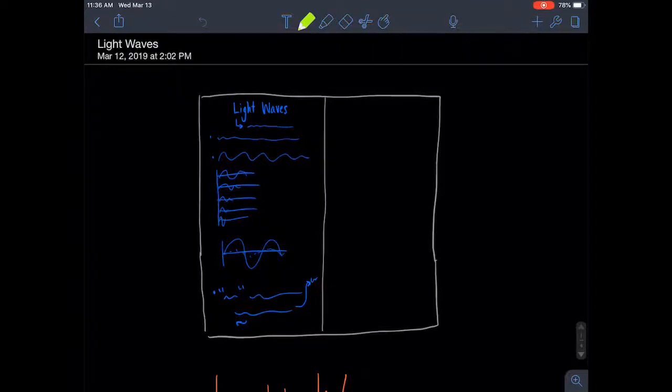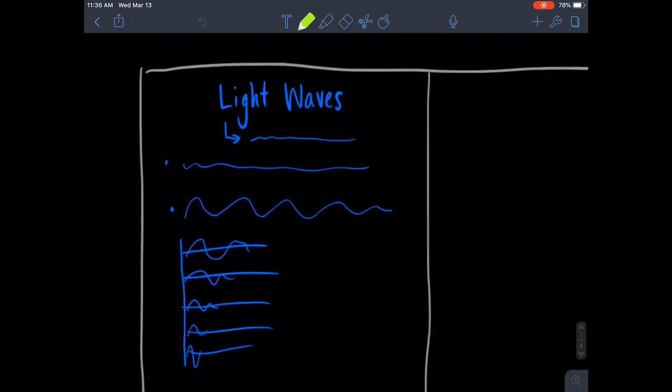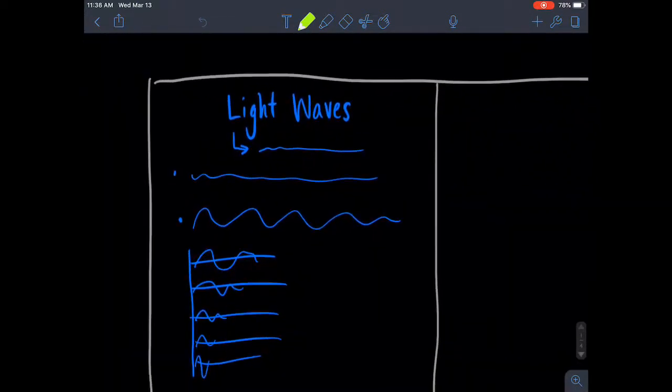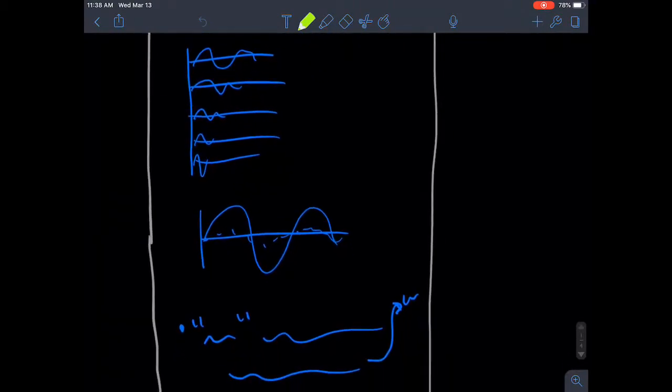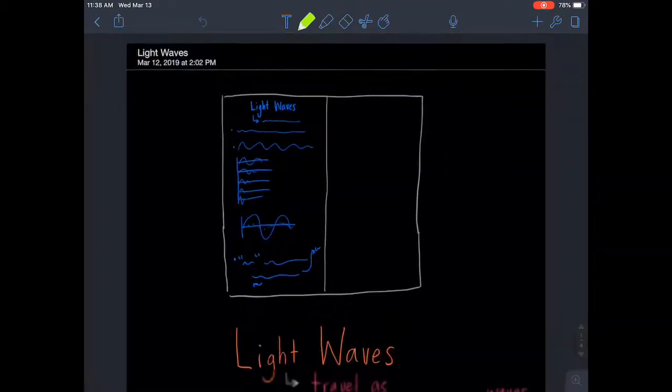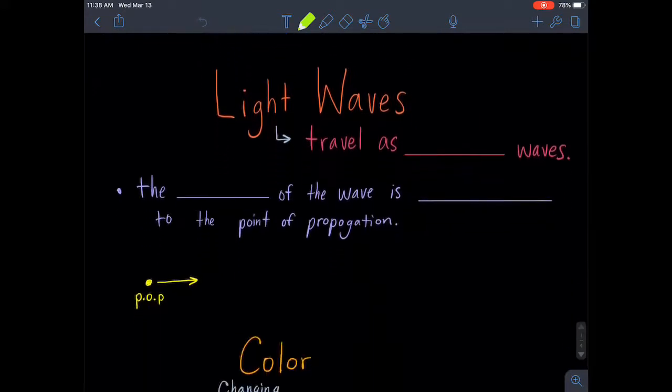All right, let's learn about light waves. So, to set up this science notebook page, you just need one page, and again, we're going to do something very similar to our sound waves page. With light waves, we're going to define the light waves. We're going to look at what changes color and what changes brightness when we look at light waves. All right, let's dig in.